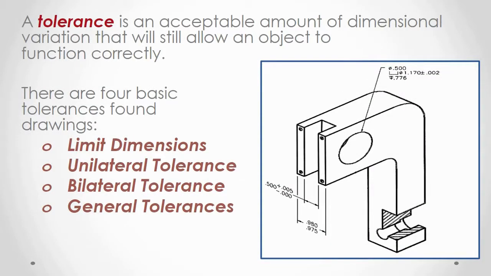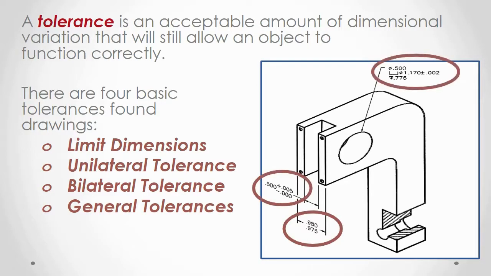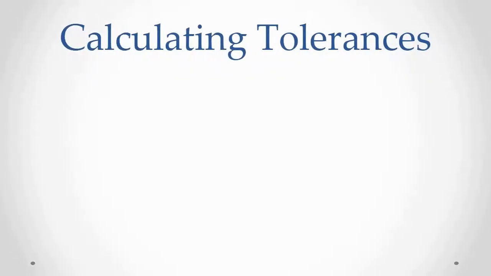As I said, a tolerance is an acceptable amount of dimensional variation that will still allow an object to function correctly. There are 4 basic types of tolerances found in technical drawings, including limit dimensions, unilateral tolerances, bilateral tolerances, and general tolerances. We're going to take a look at each one.